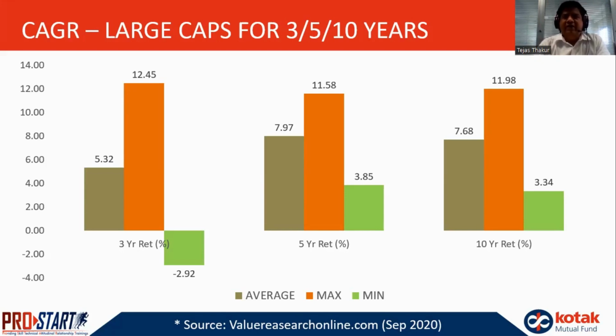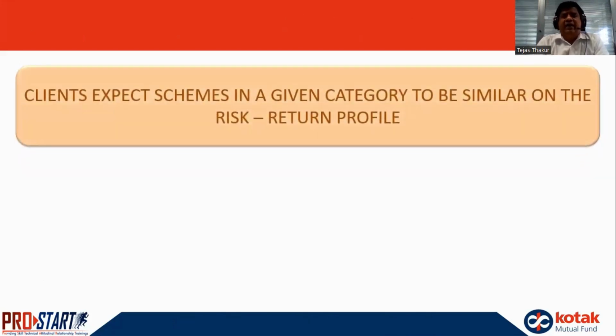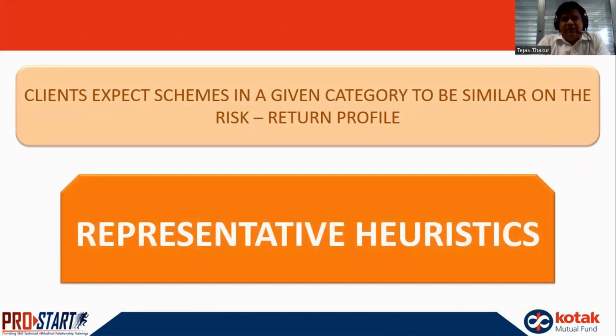So what are we driving at? We are driving at a very simple point: the client expects schemes in a given category to be similar on the risk return profile, which is where we enter into the new heuristic, known as representative heuristic. Why is it known as a representative heuristic? It is because when multiple schemes in one category are there, we assume that the scheme category is representative of the overall category, and we expect all the schemes within that category to follow these representative characteristics, which is completely wrong. It cannot be that way.